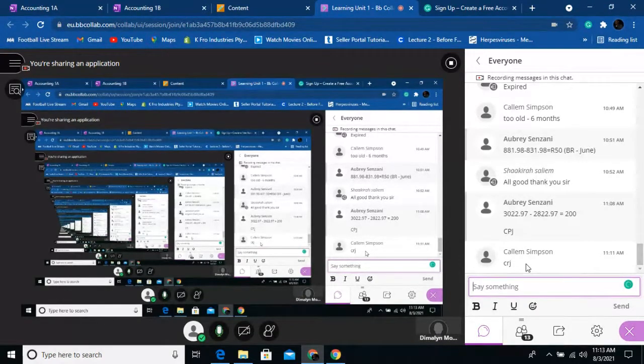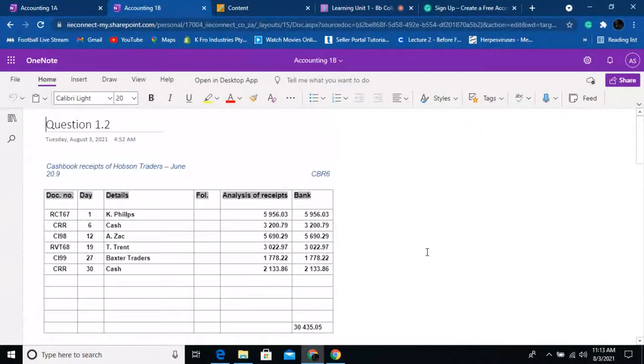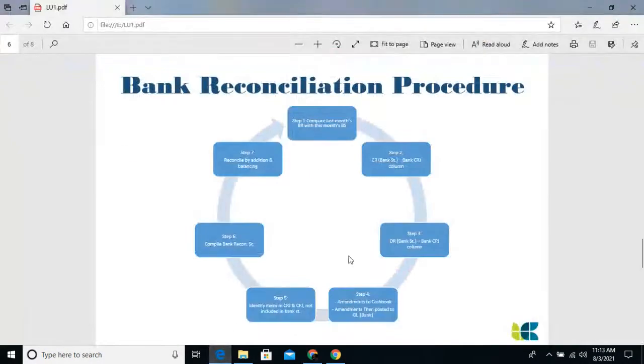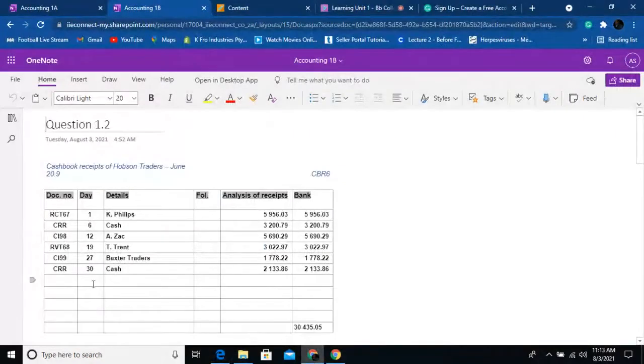So can you see now we've gone through everything? Now what we need to do is actually record these adjustments and amendments. So now we're here on step 4. Let's go there. And this is the easy bit. If you've done your process correctly, this is actually the easy bit. So we go and see everywhere where we've written CRJ, we're now entering the information.